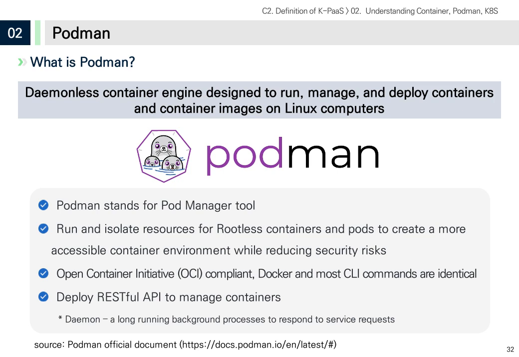Podman is characterized by its ability to run rootless containers and isolate resources for pods, creating a more accessible container environment while reducing security risks. It is also compliant with the Open Container Initiative and is nearly identical to Docker CLI commands. Finally, Podman deploys a RESTful API to manage containers.